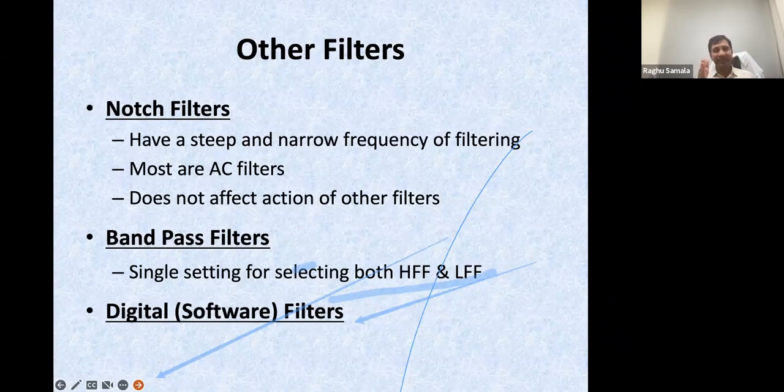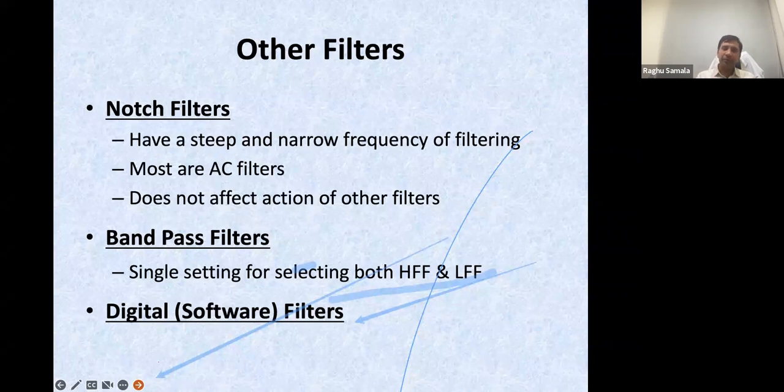Don't get the concept wrong: if I keep the high frequency filter at 70, anything above 70 will not get completely attenuated. All the waveforms lose about 30% gradually.